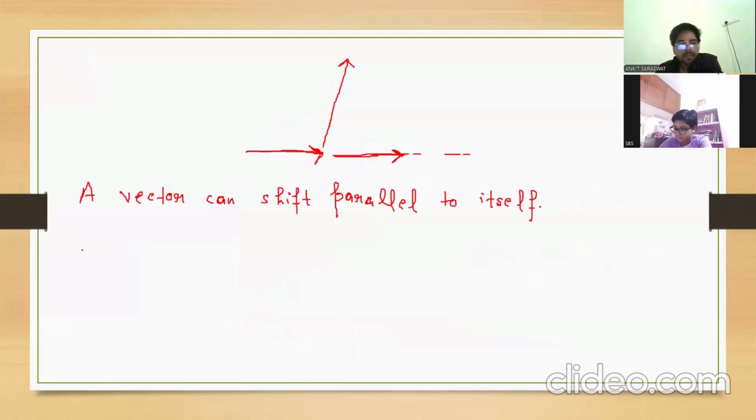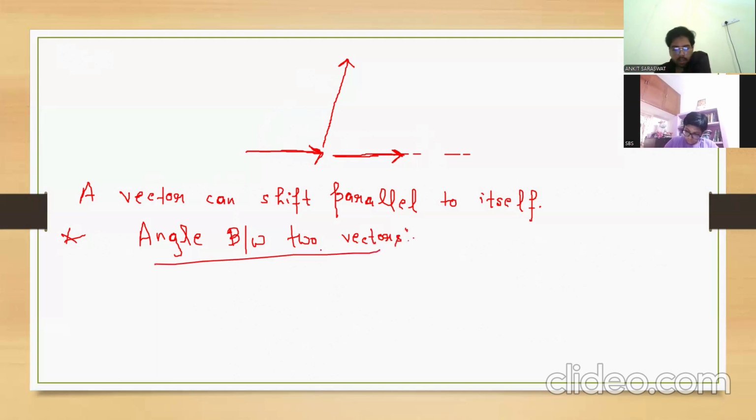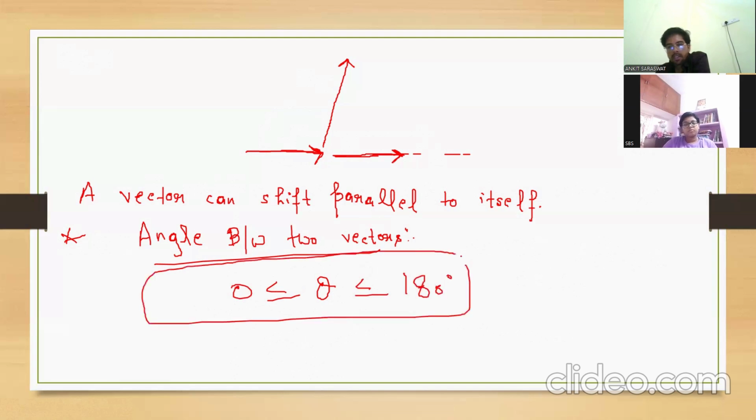Write down: angle between two vectors. See, angle between two vectors. I think I have already explained, but this should lie. The condition is that the angle between two vectors must be greater than or equal to 0 degree and less than or equal to 180 degree. What is the meaning of that?